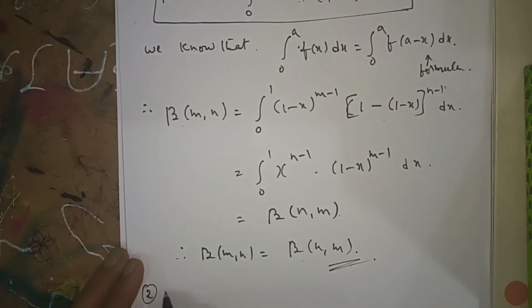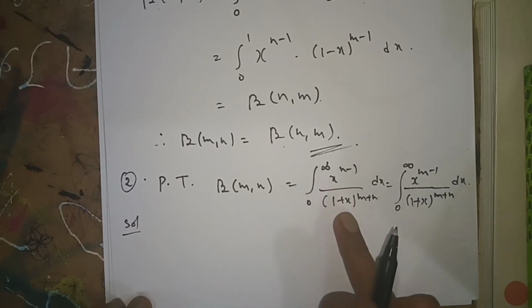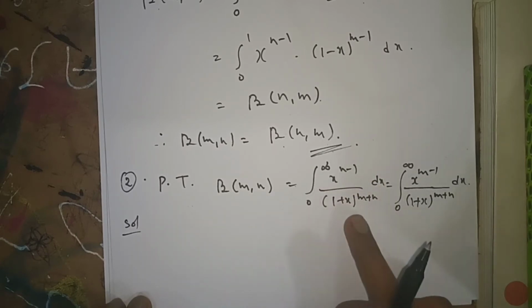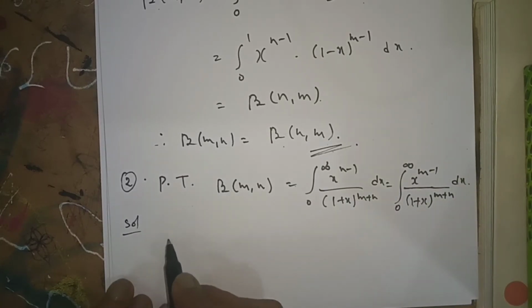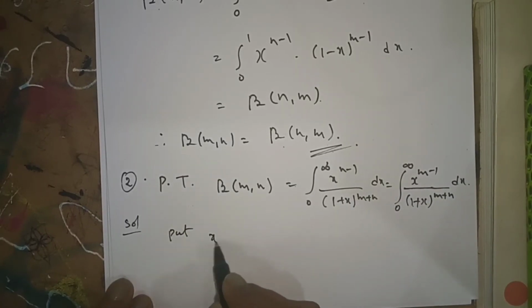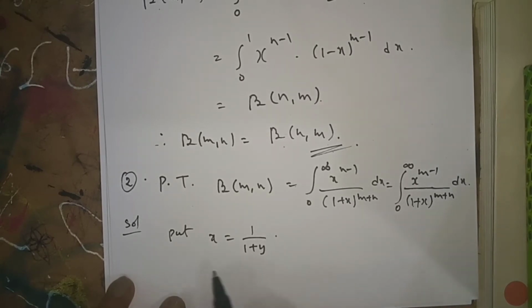The second one is: prove that beta of m, n is equal to integral 0 to infinity x to the power of n minus 1 by 1 plus x to the power of m plus n dx. To prove this one, we have to put x is equal to 1 plus y.